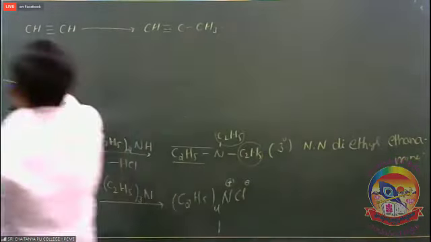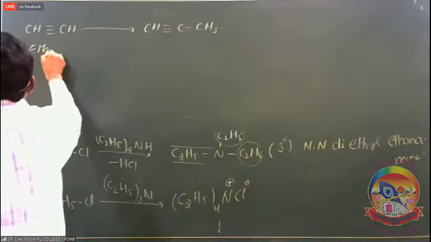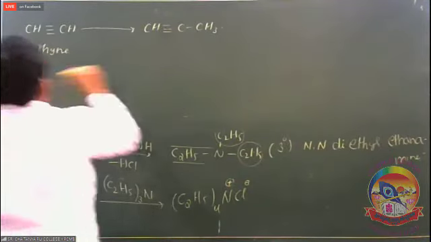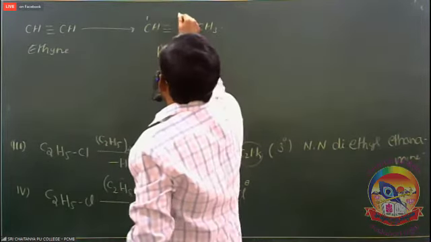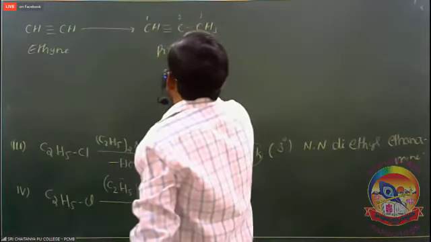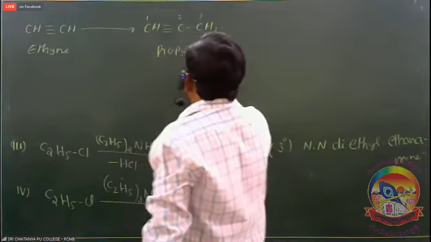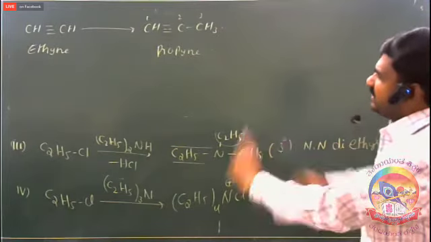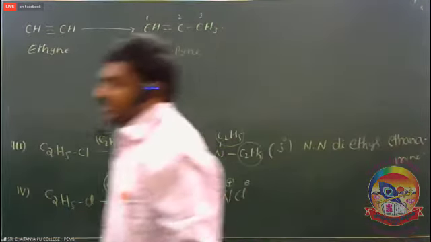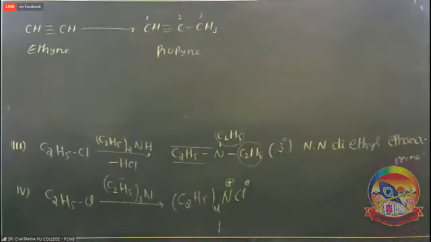It is acetylene, so the IUPAC base name is ethyne. So it is propyne, total number of carbons 3: first carbon, second carbon, third carbon. So it is called propyne. So how is acetylene, that is ethyne, converted to propyne? It is a conversion.